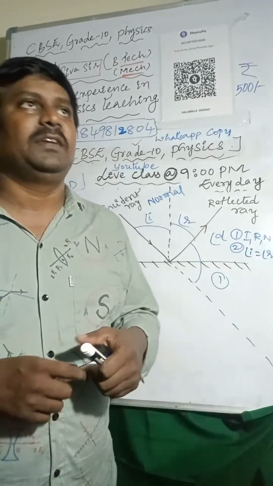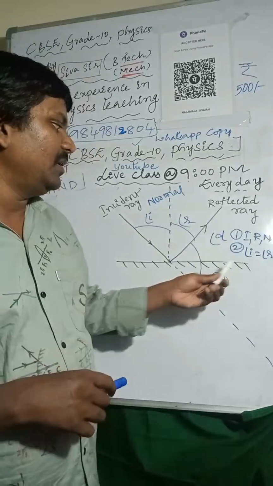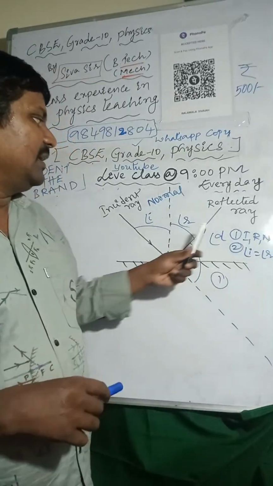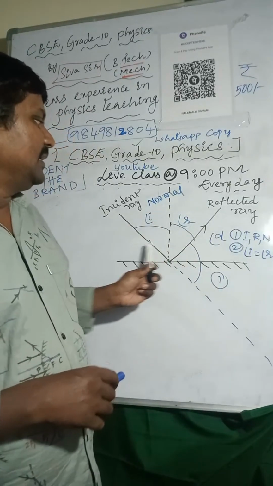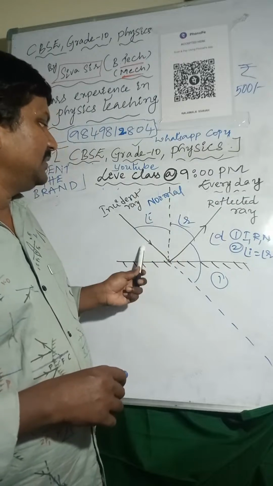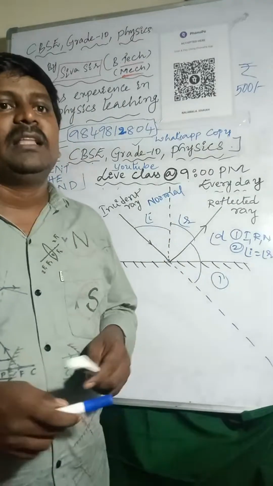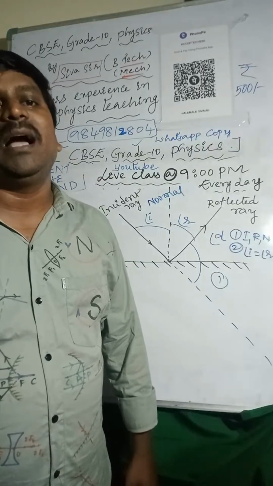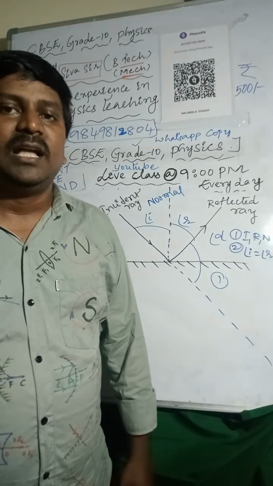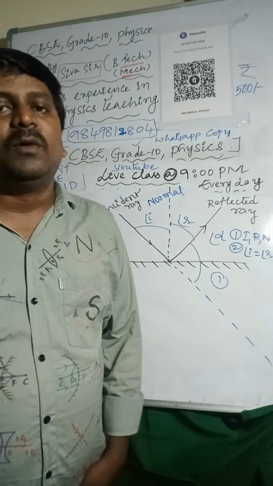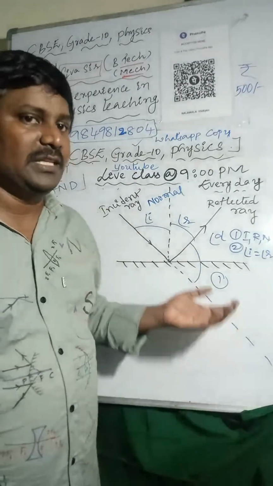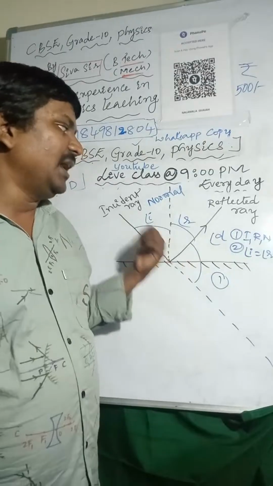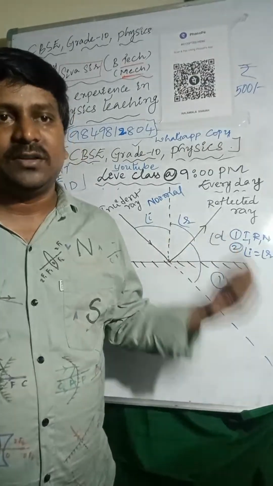Here I am taking the plane mirror, with the incident ray, reflected ray and normal line. The bouncing back of the light from the reflecting surface is called reflection of light.